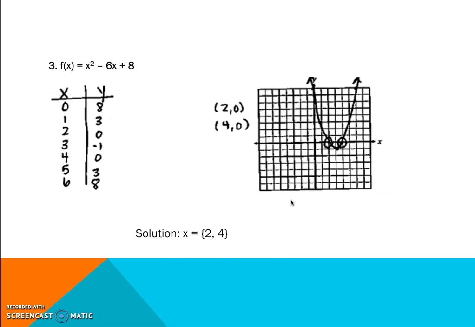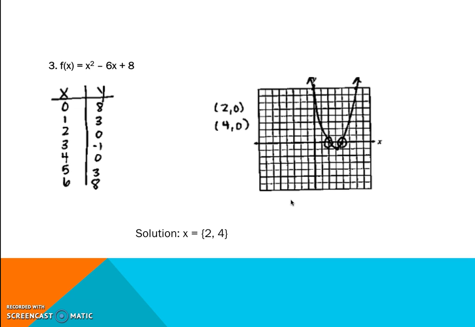Here is number 3 on your note sheet. The function of x equals x squared minus 6x plus 8. Here is our t-chart where x and y. If we were to plug in 0 for this equation, we would result in a y that would equal 8. If we were to plug in 1, we would result in our y value equaling 3. If we were to plug in 2, we would result in a y of 0, and so forth.